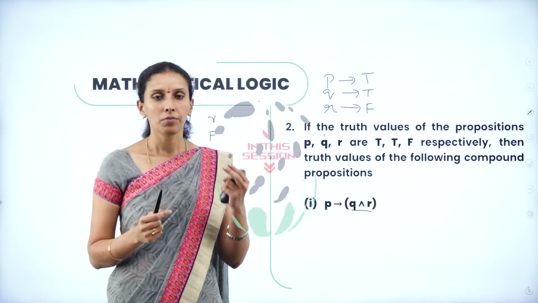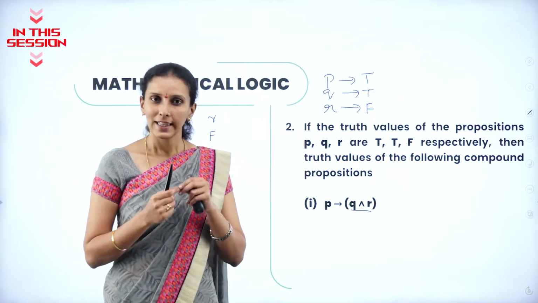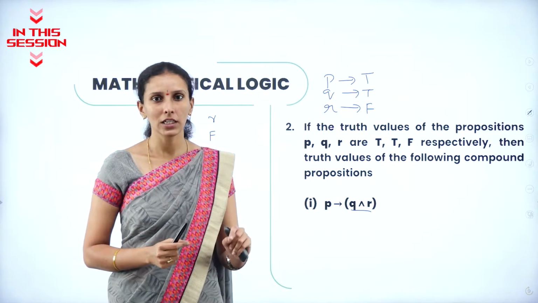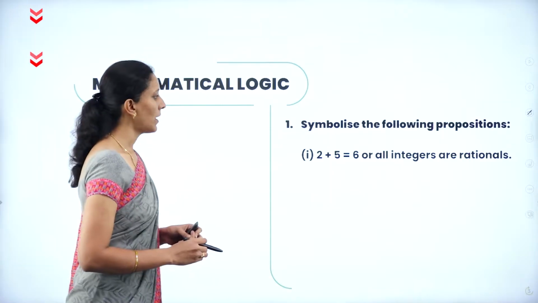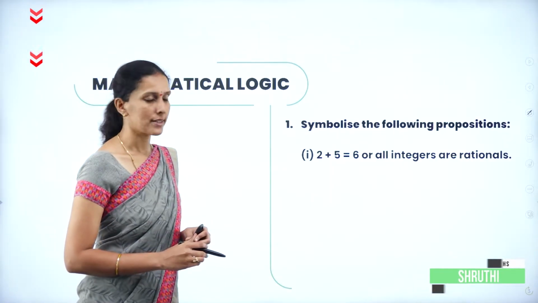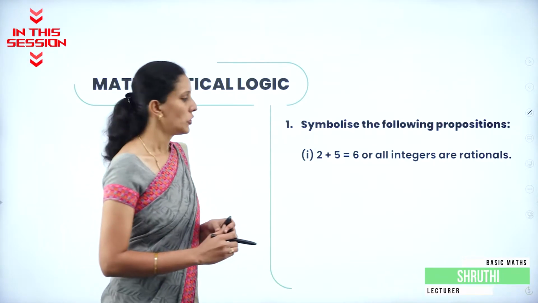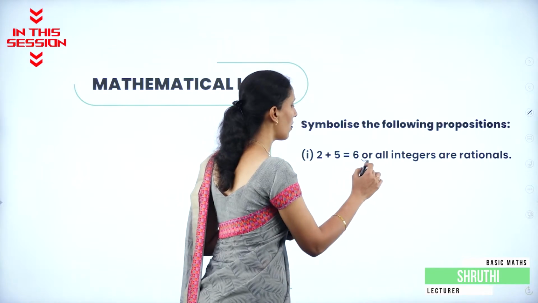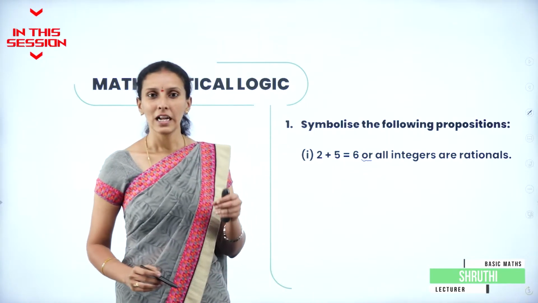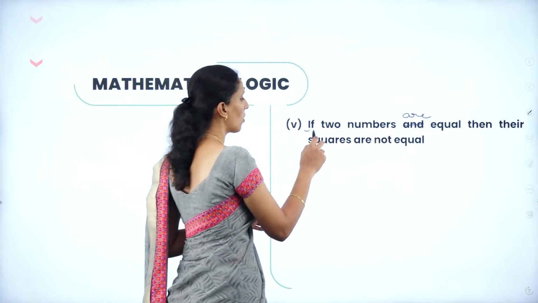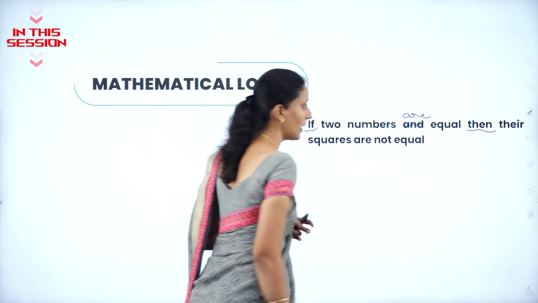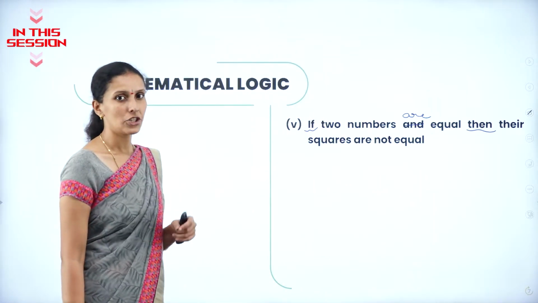Disjunction says if both the statements are false, then it is false. In all the other cases, it is true. 2 plus 5 is equal to 6, or all integers are rational. So whenever you come across the word or, it is nothing but disjunction. When you come across if and then statement, it is clearly a conditional statement.